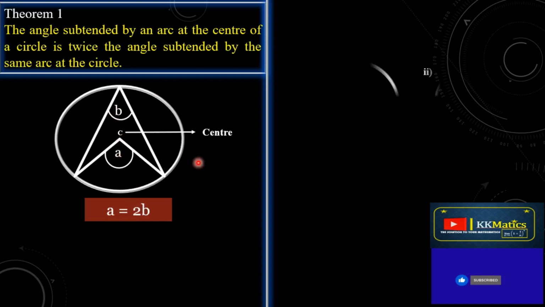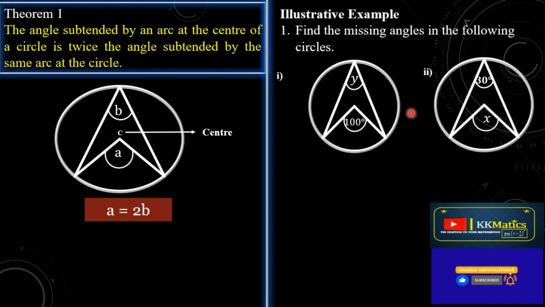Okay, so let's consider an example here. We've been told to find the missing angles in the following circles. This is the circle that we have, and obviously this is an example of the theorem just stated. With this example, we can find the missing angle, which is y, and the missing angle of the second question, which is x.